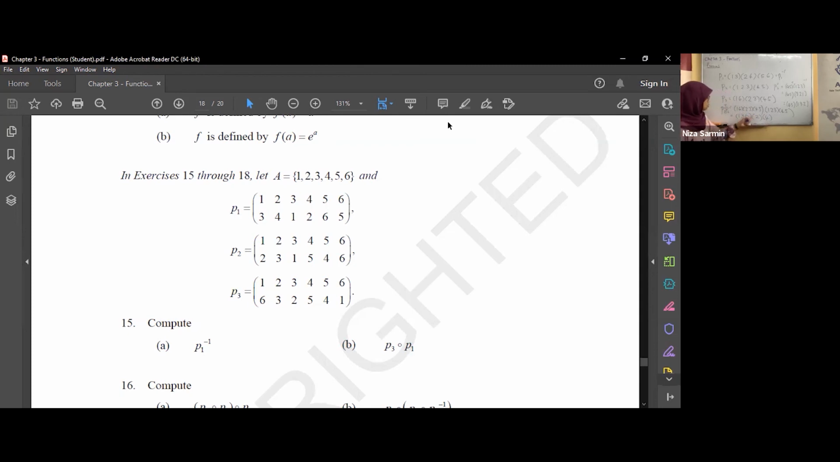Okay, 1, 2, 3, 4. We have to get 5 goes to 5. Don't just write straight away. You cannot just write. You put like this, and then you double check. 5 goes to 4. 4 goes to 5. Okay, so the answer is only 1, 3, 6.